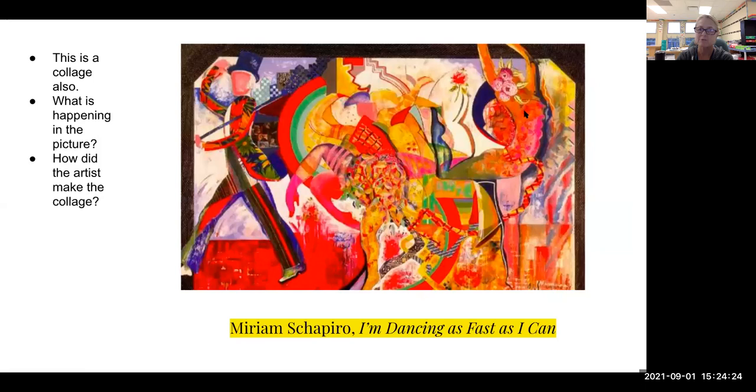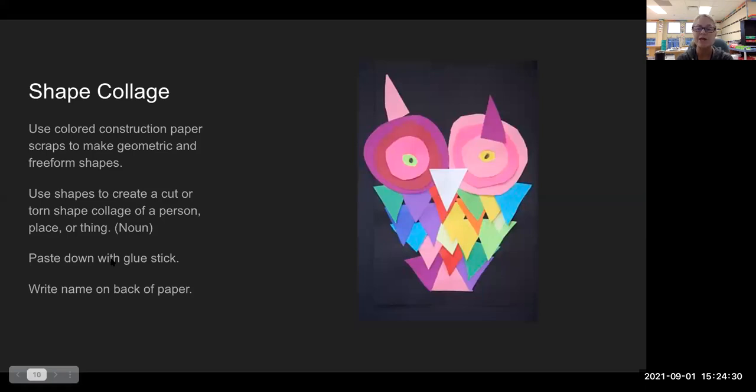And then this one looks more like a ballet dancer with her leg kicking back, and this one coming down like that. Okay, so what you're going to be doing is using either colored construction paper, or you can use a magazine and cut out pictures, or just color.